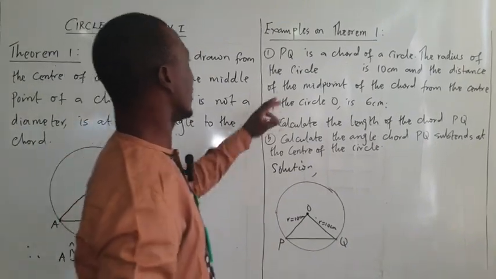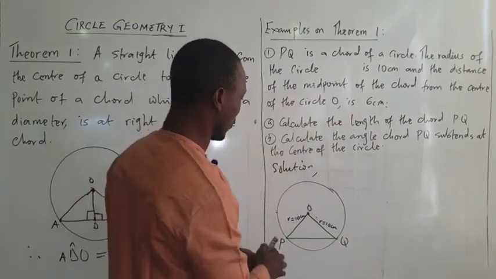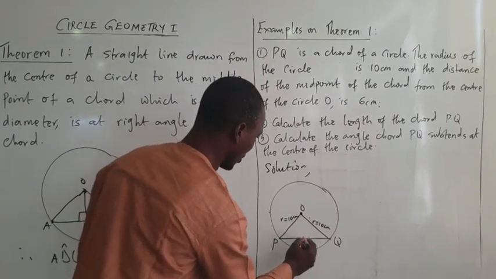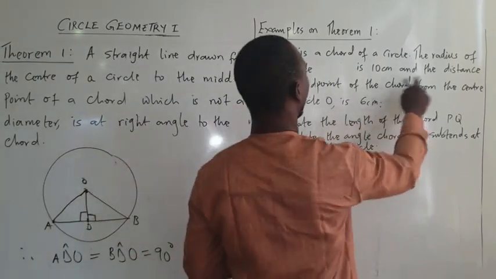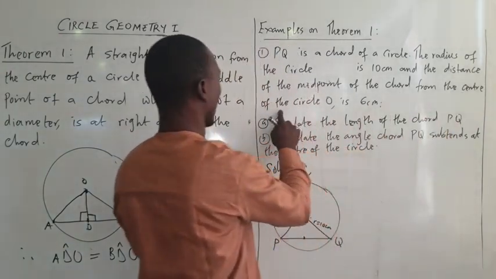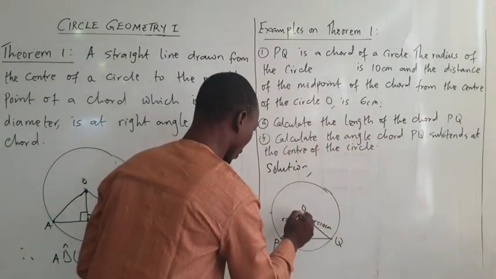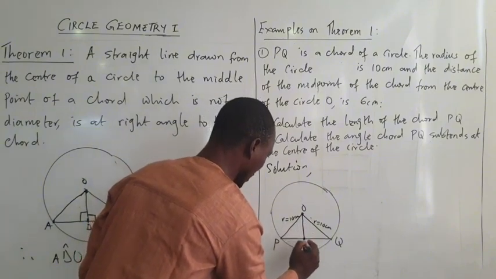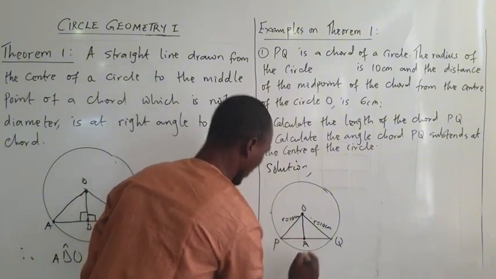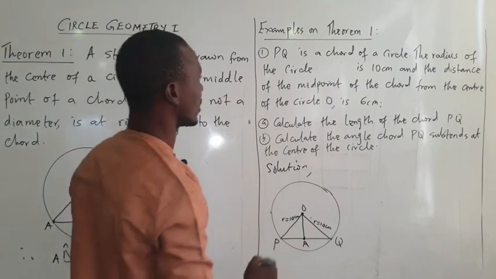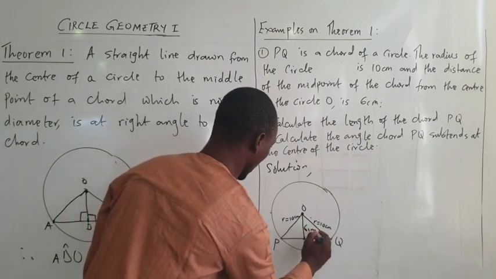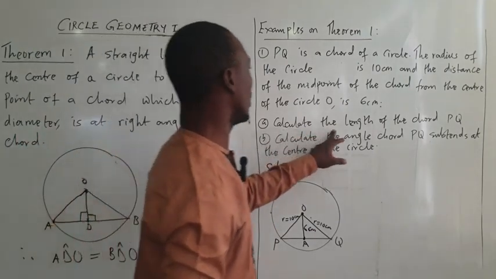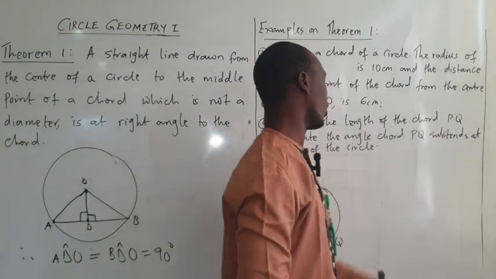And the distance of the midpoint of the chord. So let's assume this is the midpoint of the chord. The distance of the midpoint of the chord from the center of the circle O, from O to the midpoint of the chord, let's call this A. It's given as 6 centimeters. So the question now says, calculate the length of the chord PQ.